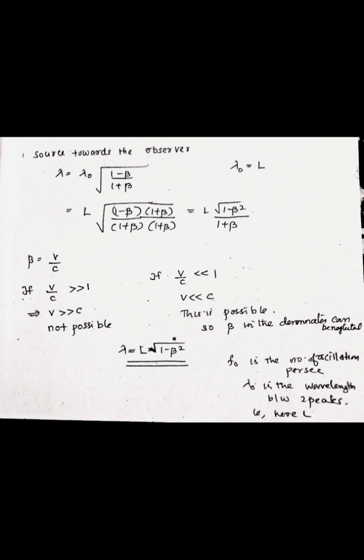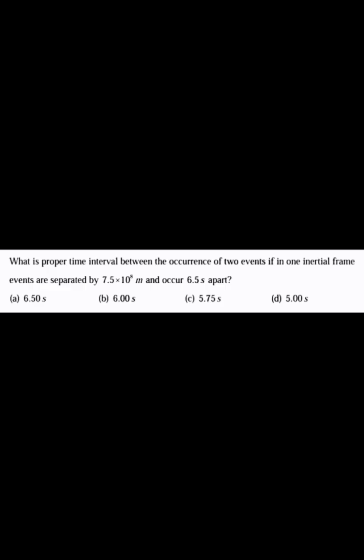And here we have taken the lambda 0 value as L, because lambda 0 is the wavelength between two peaks. It is given that the wavelength between two peaks is L here, so lambda 0 is taken as L here. So we get the answer lambda is equal to L into square root of (1 minus beta square).